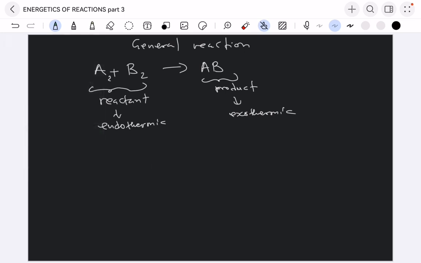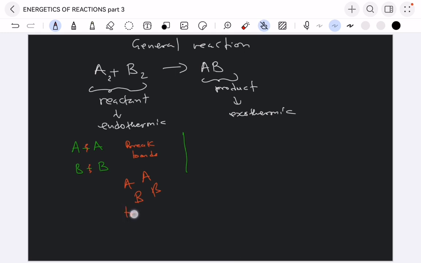So if we look at this visually, we have A bonded to A and we have B bonded to B. That is what is happening on the reactant side. And what we mean is, for us to have a new product, it means that we have to break the bonds. So we have to break the bonds. So when we break these bonds, it means that the A and the A and the B and the B are free. And we have what we call free radicals, but it's not necessary at this point.